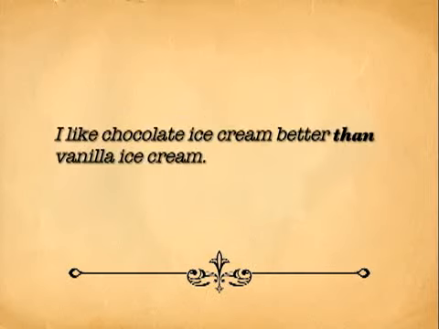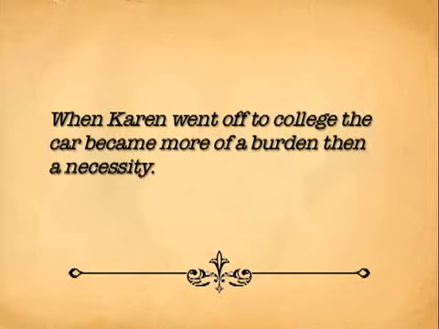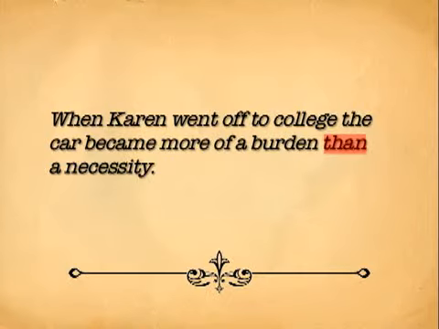I like chocolate ice cream better than vanilla ice cream. I ate the chocolate ice cream, then I ate the vanilla ice cream. Than for comparison, then for time. Again, reread your paper after you run spell check. We have two more examples of this particular error. When Karen went off to college, the car became more of a burden than a necessity. Again, simply change the E to an A.